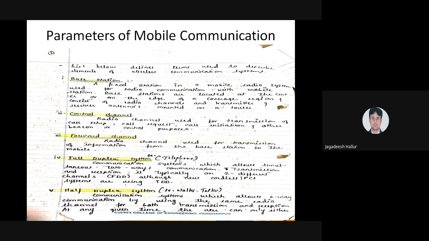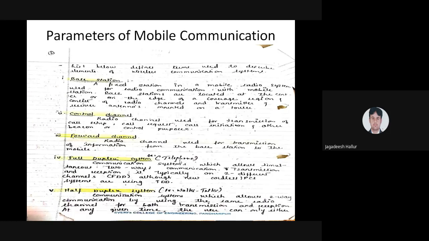From base station to the mobile, that is called forward channel. Reverse channel is nothing but a radio channel used for the transmission of information from mobile station to base station.